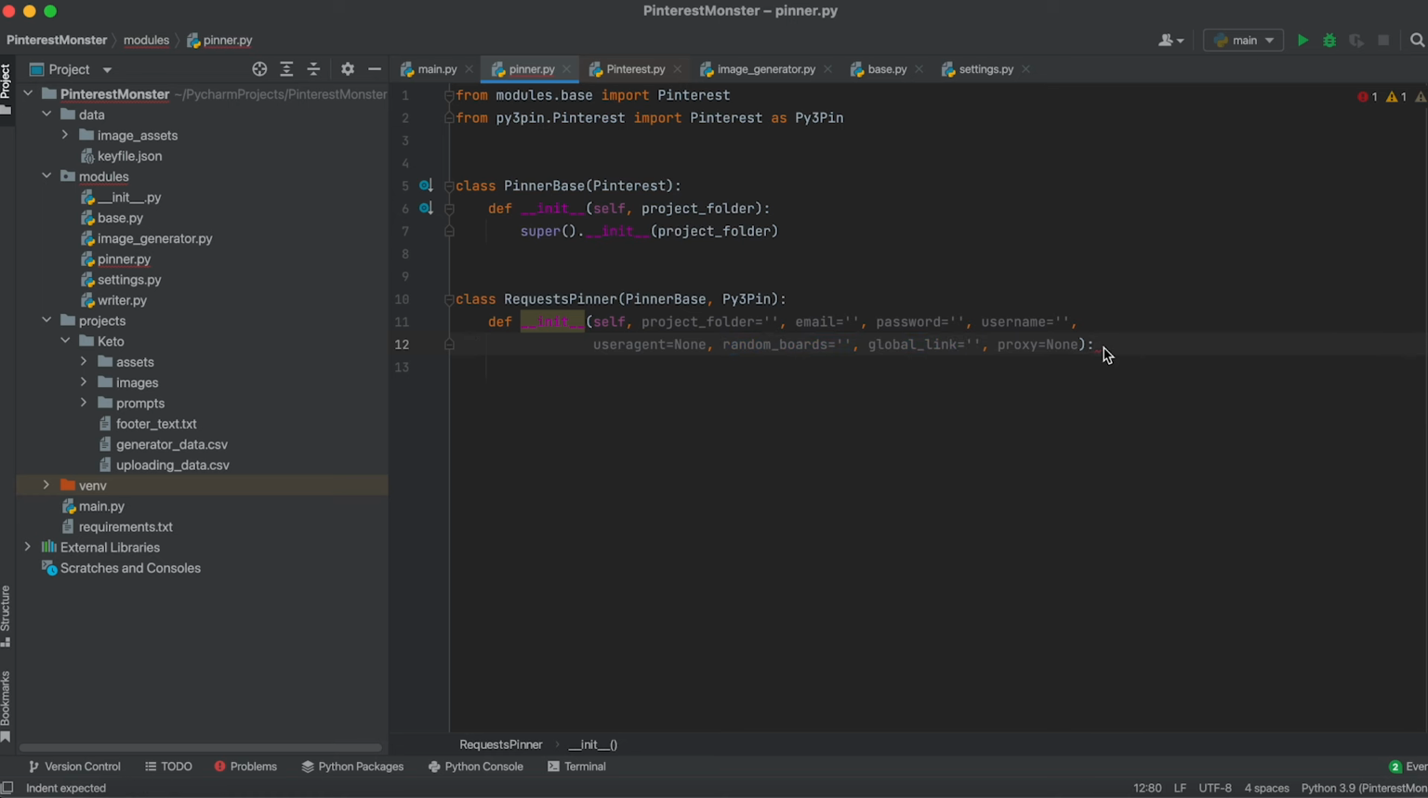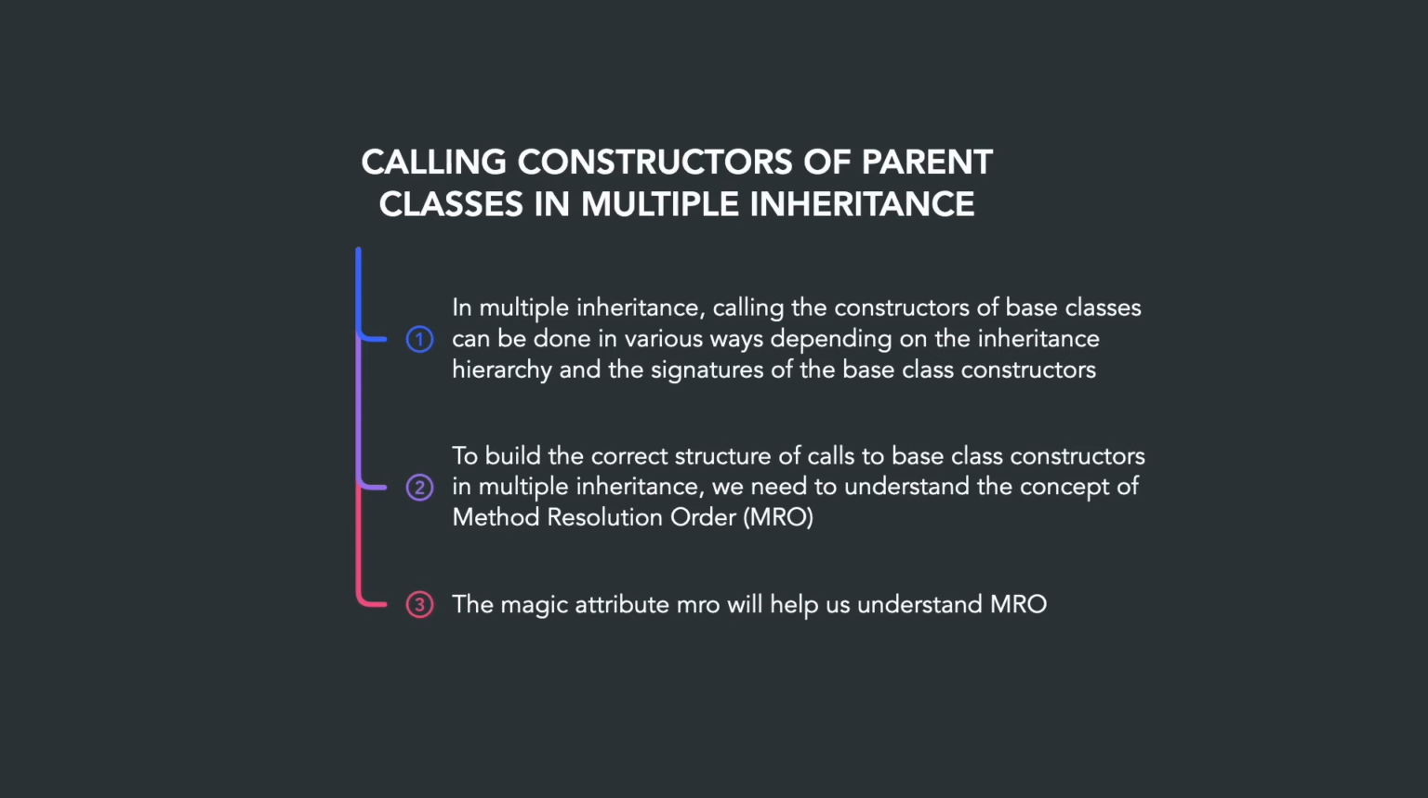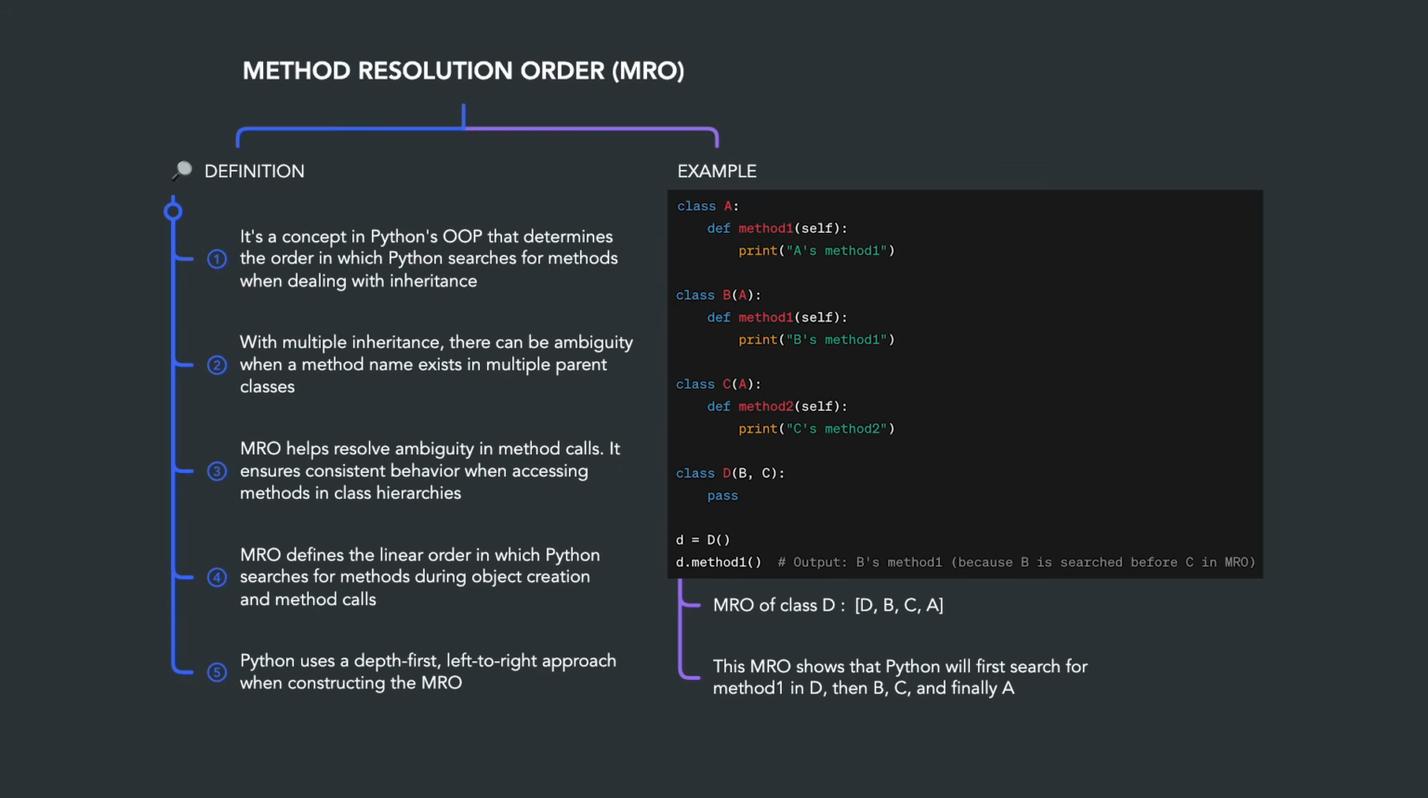Now we need to call the constructors of the base classes. In multiple inheritance, there are different ways to achieve this depending on the inheritance hierarchy and the signatures of the base class constructors. To build the correct structure of calls to base class constructors in multiple inheritance, we need to understand the concept of method resolution order and use the magic attribute MRO. So, what is method resolution order? Method resolution order is the order in which the Python interpreter looks for methods in the class inheritance hierarchy.